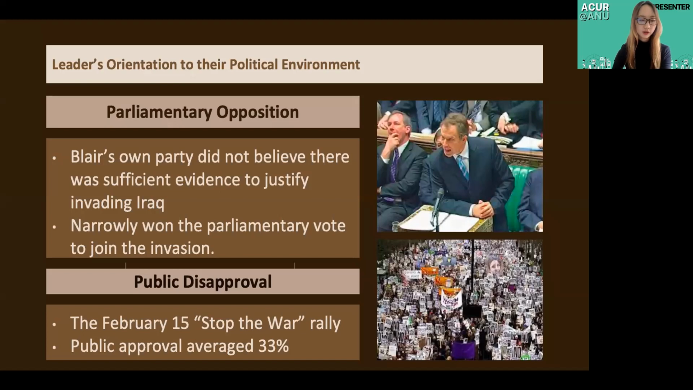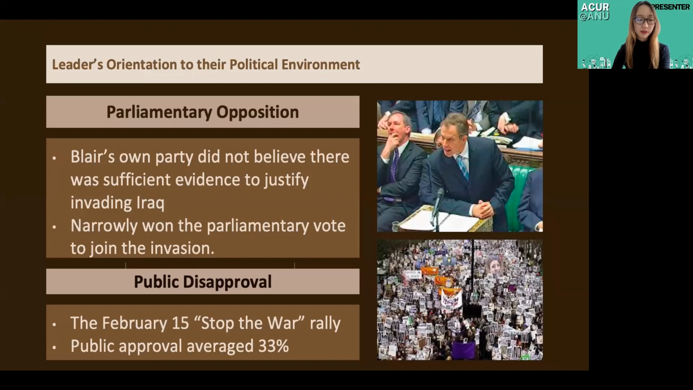Finally, individual irrationality, more specifically, Blair's orientation to his political environment, explains his confidence in challenging domestic political constraints. Using profiling, one article found that Blair can be predicted to challenge domestic political constraints and prioritize strategic considerations. Blair faced significant opposition from his own governing Labour Party, most of whom did not believe there was sufficient evidence to justify invading Iraq. He narrowly won the parliamentary vote to join the invasion.